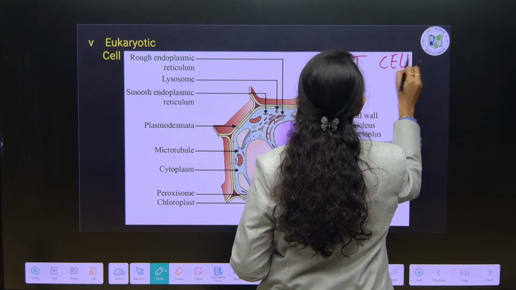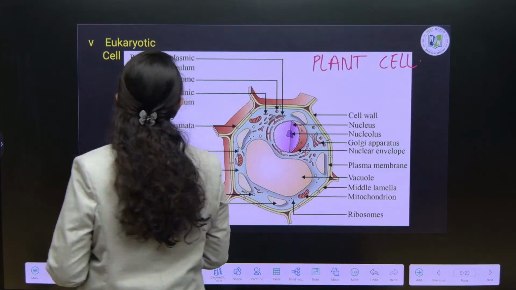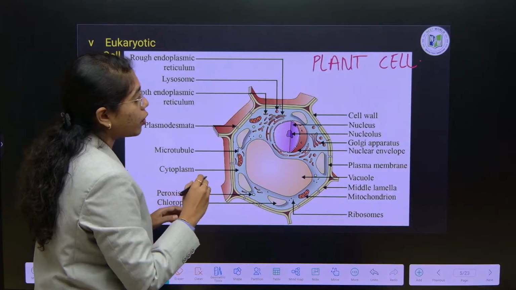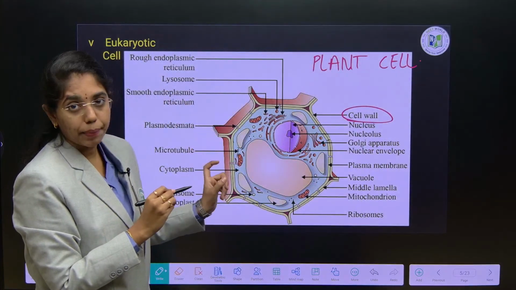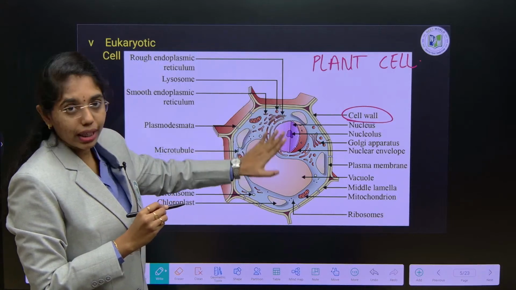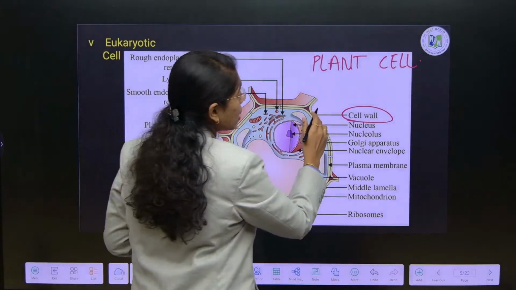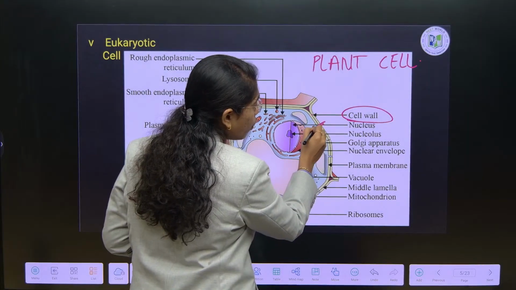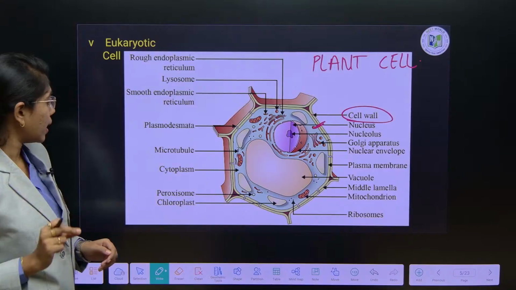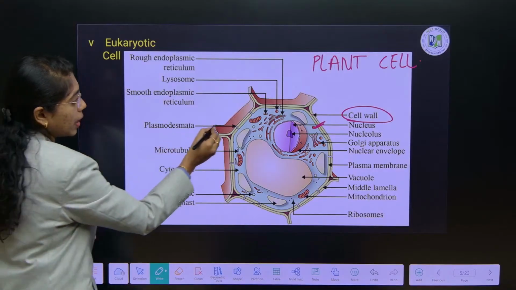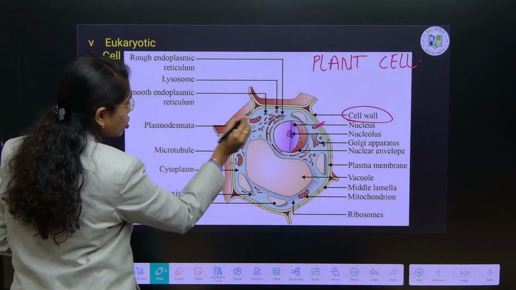In a plant cell the outermost limiting boundary is what? Of course it is the cell wall. Look into the labelings properly. And here the cell wall will have minute pores or openings which allow for plasmodesmatal connections. Here you can see the plasmodesmatal connections of the cell wall.